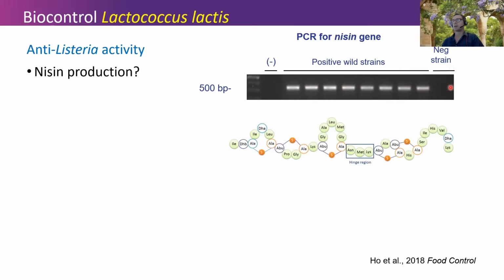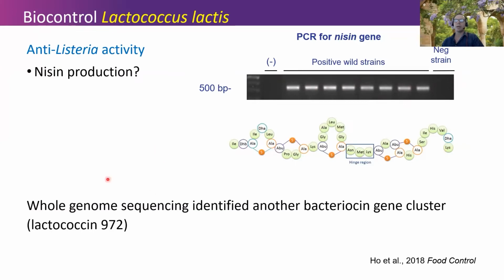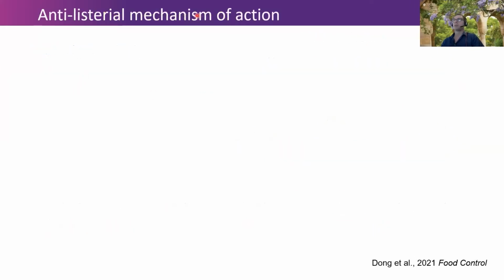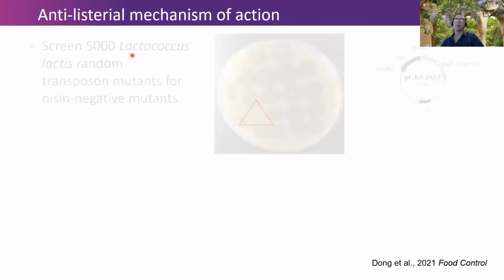This was a negative strain. It's a negative control. Nisin's an antimicrobial peptide, 28 amino acids long, that targets other bacteria like Listeria monocytogenes. However, when we did some genome sequencing, we identified another peptide bacteriocin gene cluster as well, in Lactococcus 972. So there was a question of which is actually causing the antimicrobial activity.